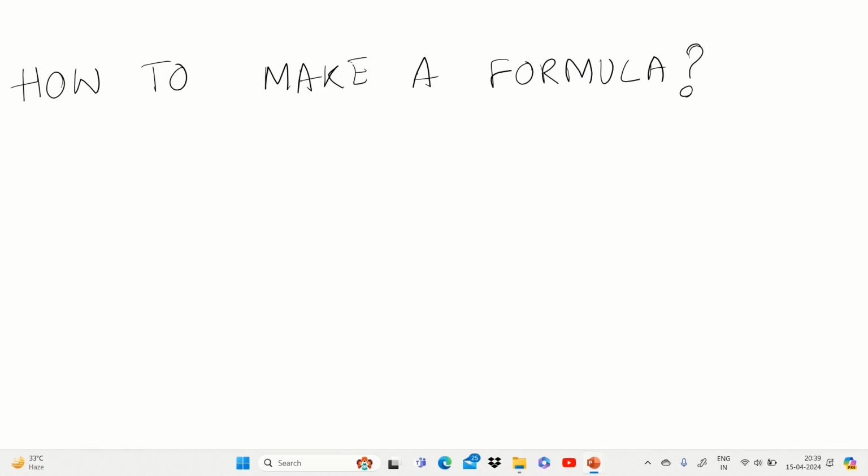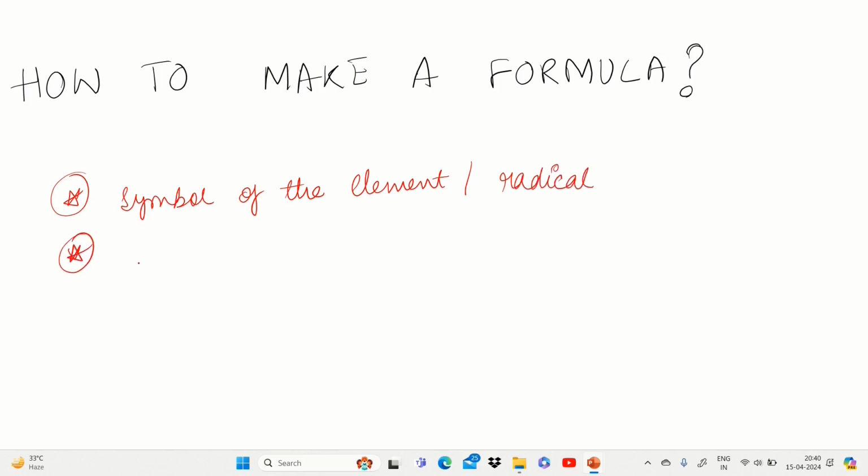Today we will learn how to make a formula. Many students only learn a formula, but there is a basic rule that we need to know for making a formula. First, we need to know the symbol of the particular element or the radical. Second, the valency of that element or radical. And finally, there is a rule, that is the cross rule, which if we know how to apply, we can easily make a formula. So let's check it out.